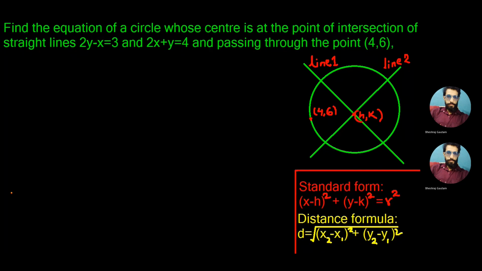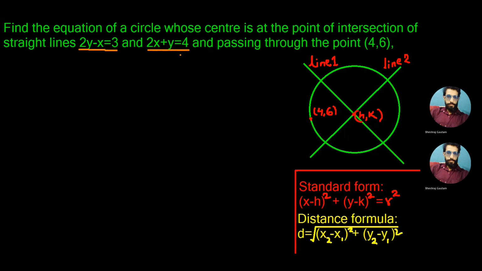Namaste. Let's find the equation of a circle if its passing point is given and if its center is at the intersecting points of two straight lines given as equations. Here, 2y minus x is equal to 3 is considered the equation of the first line, and 2x plus y is equal to 4 is considered the equation of the second line.